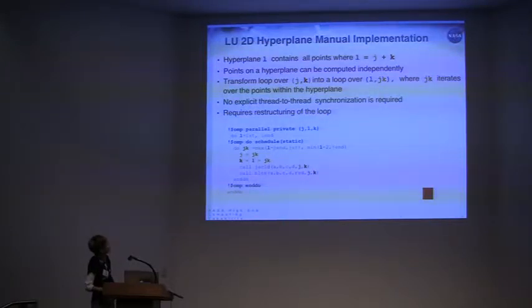And no manual synchronization is necessary here because, as I said, the points within the hyperplane can all be done in parallel. No explicit thread synchronization, okay? However, all the hyperplanes have to be done sequentially, step by step by step. So therefore you have your implicit barrier synchronization at the end of this JK loop.